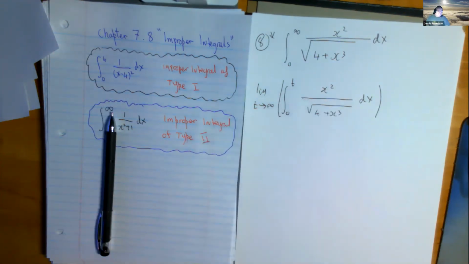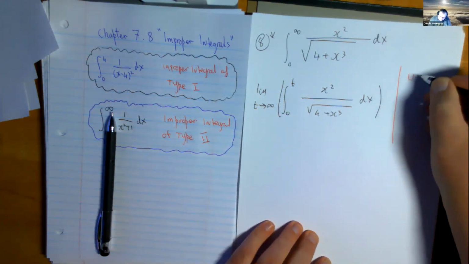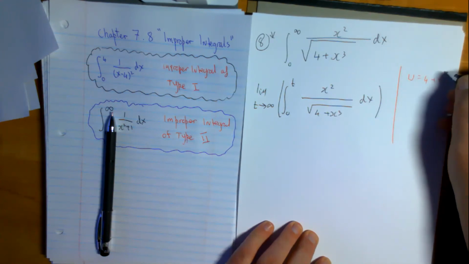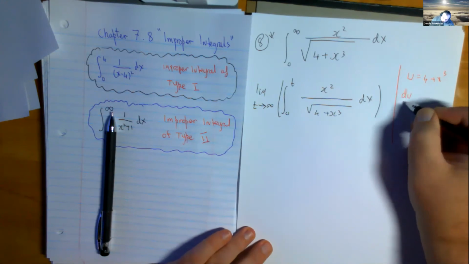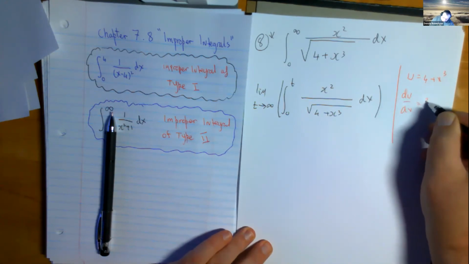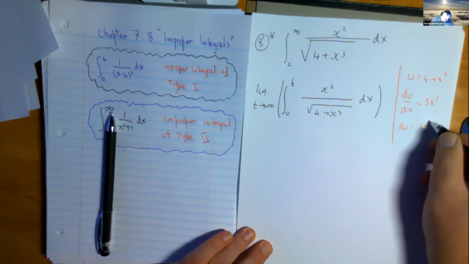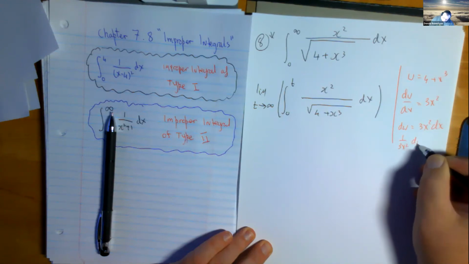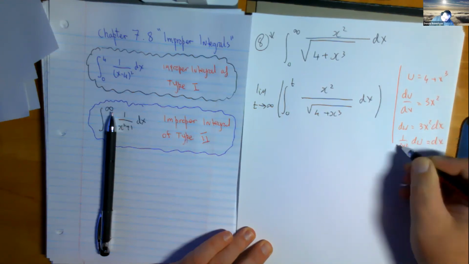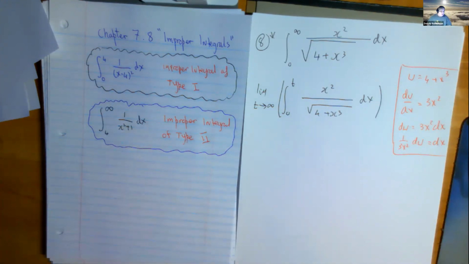How am I going to integrate that? U sub. Correct. And what's the u sub going to be? 4 plus x cubed. And if you differentiate with respect to x, you will get 3x squared. If you do the crossover and then isolate. Does that seem familiar? U sub.